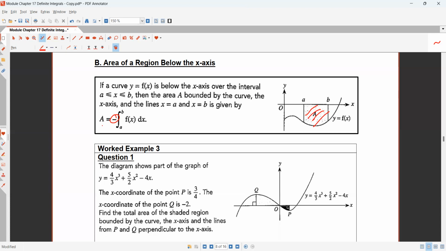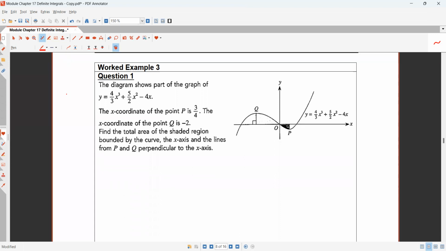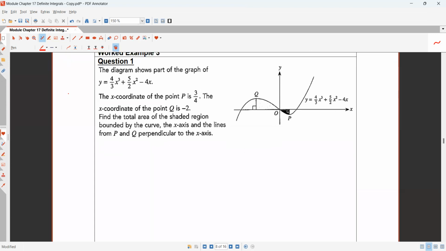Now, let's look at the first example. Actually, it's all the same. It's just different kinds of questions they want to tell you. Like the previous one is all the normal form, when it is above the x-axis and between the curve. Now this one is slightly different, which is below the x-axis, just because of that negative. Actually, all these questions are the same.